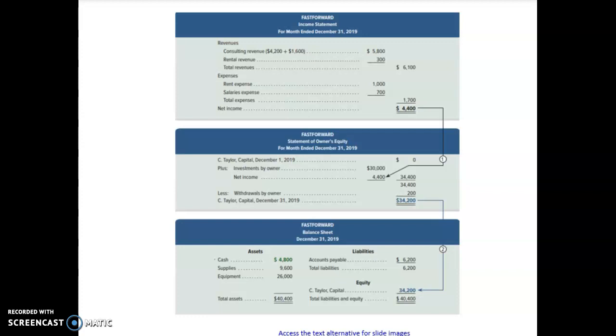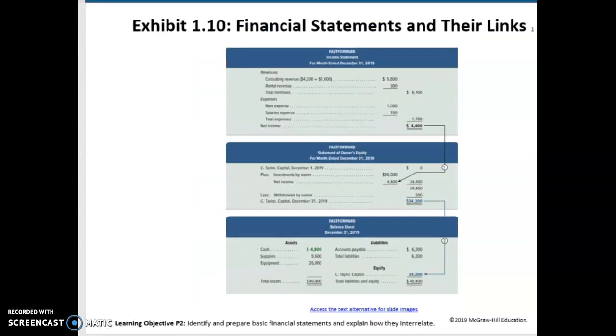We add in any investments by the owner. We're going to add in net income, subtract out any withdrawals, and that's going to give us the ending capital balance. That ending capital balance is going to be brought down into the balance sheet under the capital account under equity. We're going to list our assets in the balance sheet, our liabilities and our equity, and we'll see that our total assets are $40,400 and it equals our liabilities and equity. And that must happen. We have to make sure that our accounting equation is again in check.